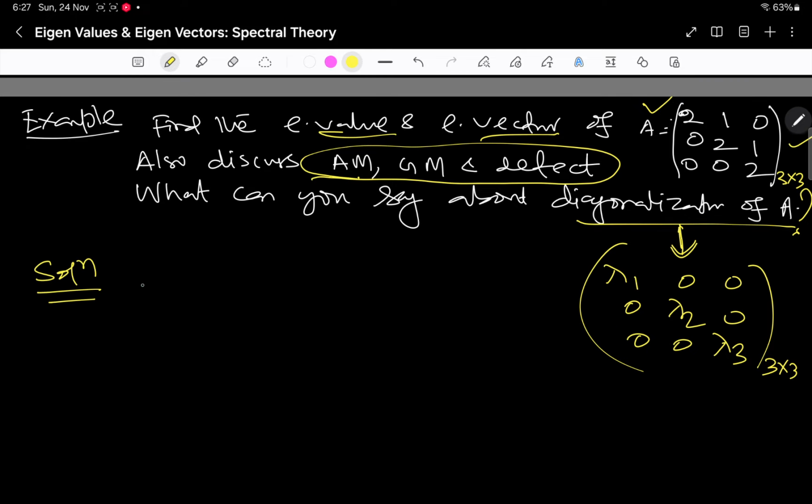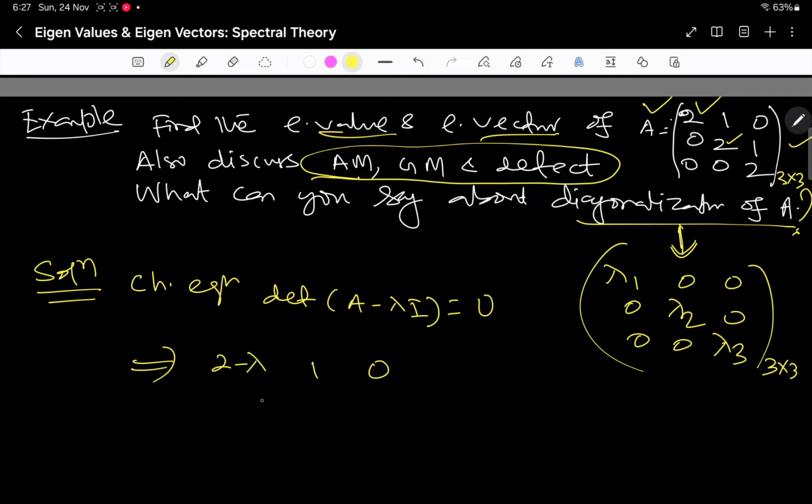So consider the characteristic equation. Determinant of A minus lambda I is equal to 0. That means in the diagonal position we just subtract it. 2 minus lambda 1 0, 0 2 minus lambda 1, 0 0 2 minus lambda. You see this sign must be a determinant, don't be confused. Don't put any matrix sign, this is 0.